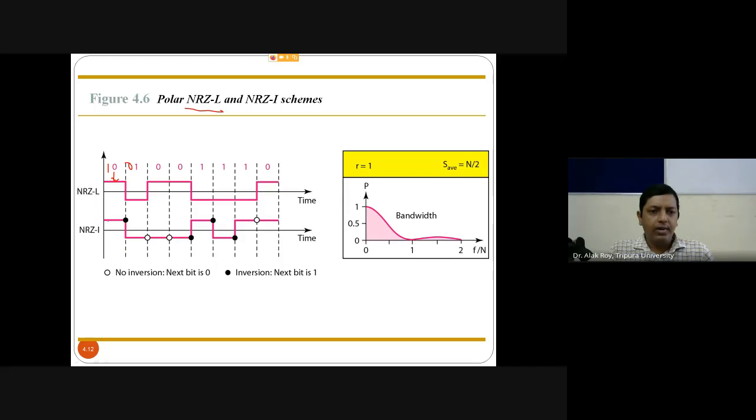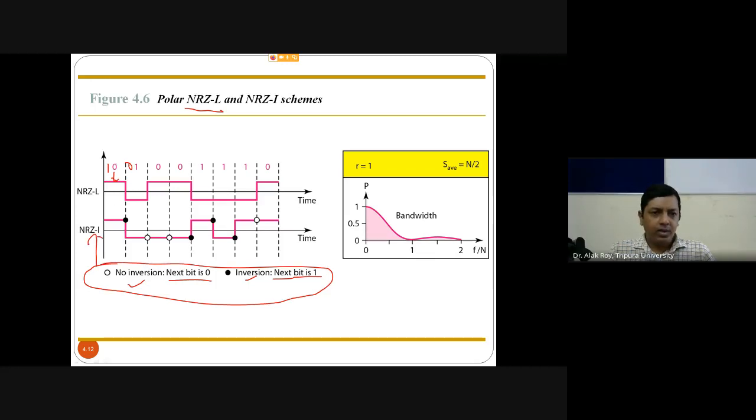Here, whenever you get a value 1, you invert the signal to a new value. The black circle represents inversion, and the white circle represents no inversion. So the rules in NRZ-I are: if the next bit is 1, inversion takes place; if the next bit is 0, no inversion takes place. You should memorize these rules for NRZ-I.